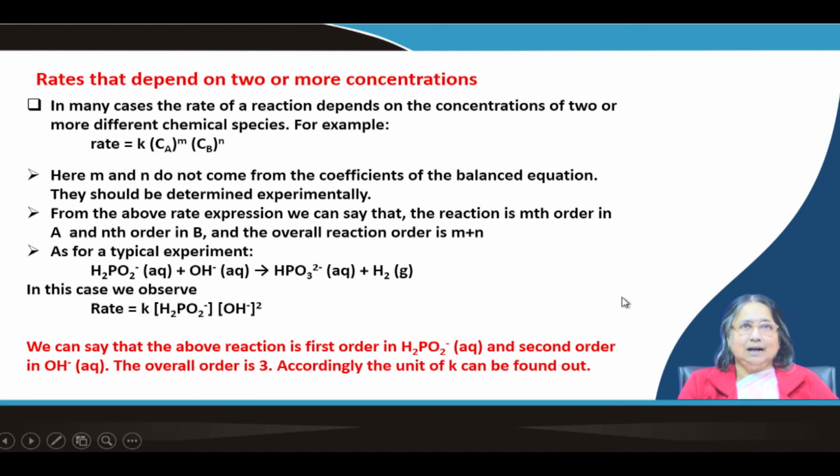I think it is clear from these examples. Now it is your choice whether you will use the differential rate law or the integrated rate law to determine the order, and whether you will determine the order with respect to one species or with respect to both, that means the overall reaction order. That is up to you.